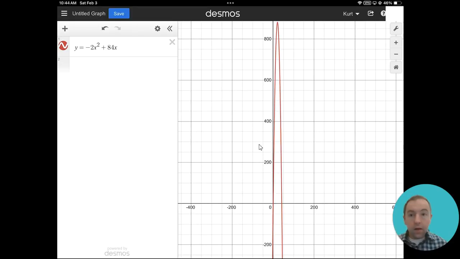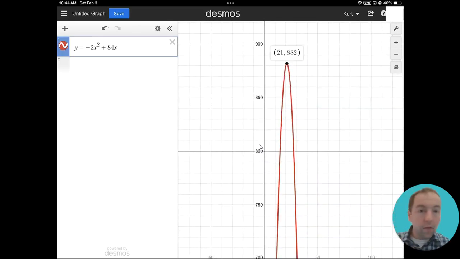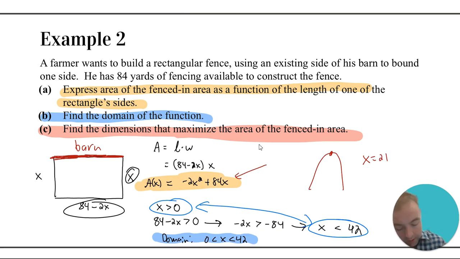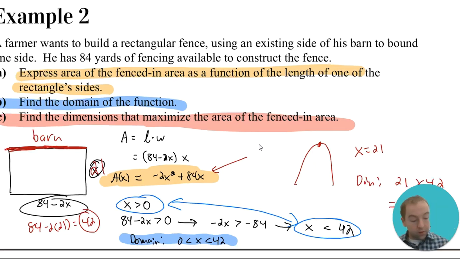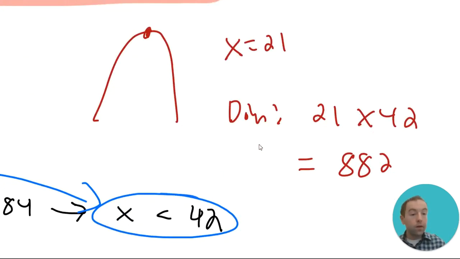We could easily identify that point if we were to graph this function. And I've already done that, as you can see right here. If you were to find the coordinates on a graphing calculator, of course, or Desmos or whatever graphing tool that you have available, you could state then that the coordinates there are 21 for x and 882 for y. So in particular, when x is equal to 21, so if this was 21, this was 21, and then this was 84 minus 2 times 21, which would equal 42. So dimensions of 21 by 42 actually equals an area of 882. That would give you the fenced-in area that would have maximum area.